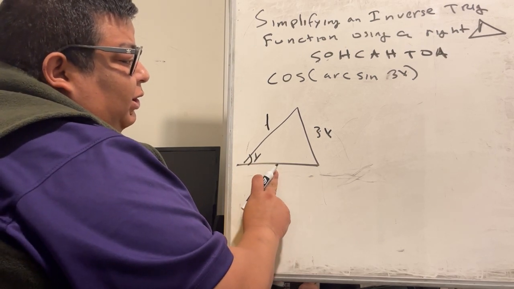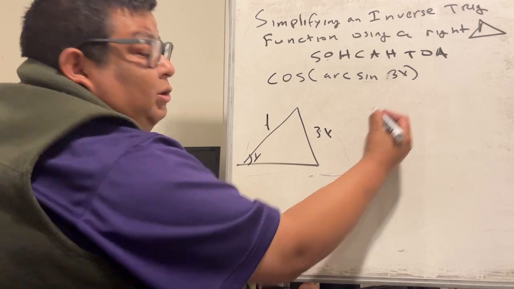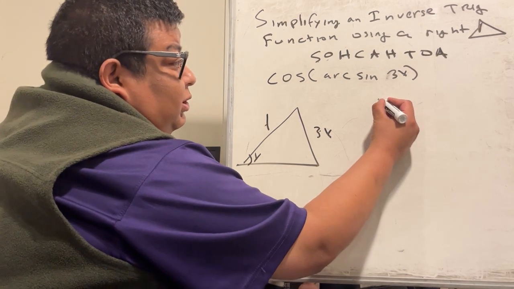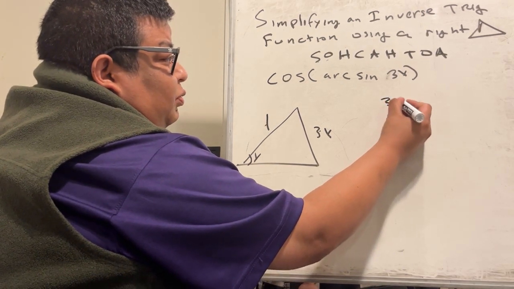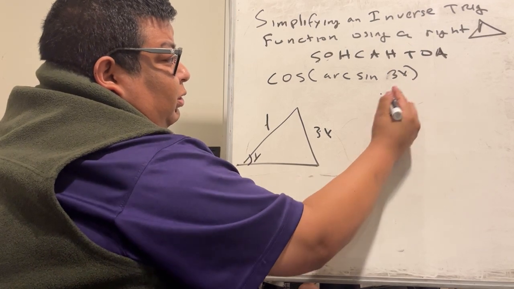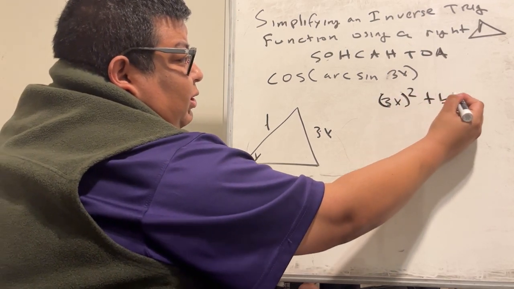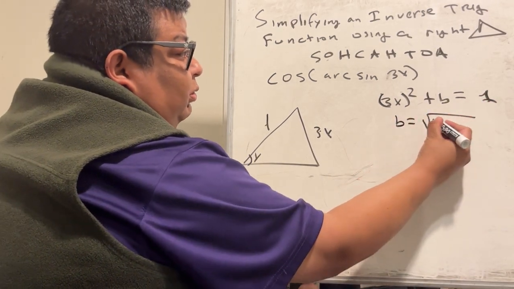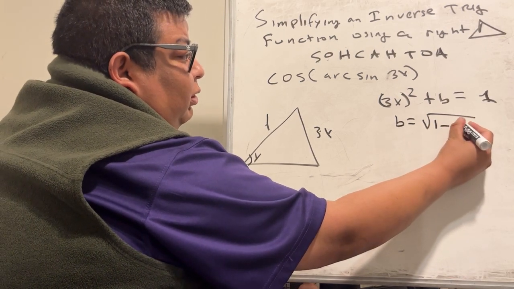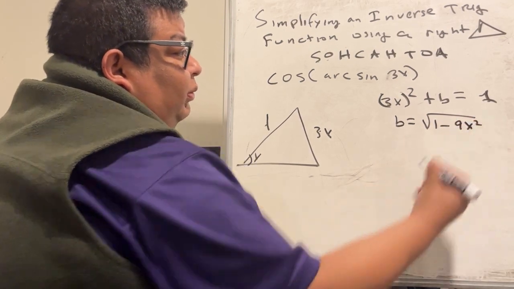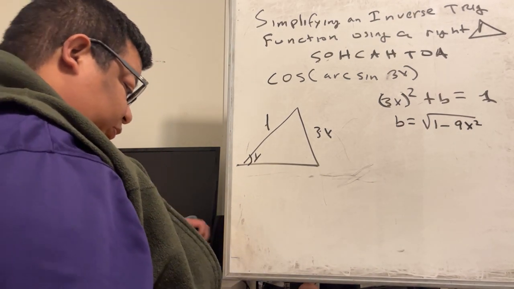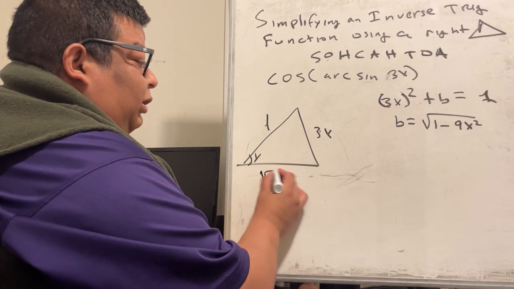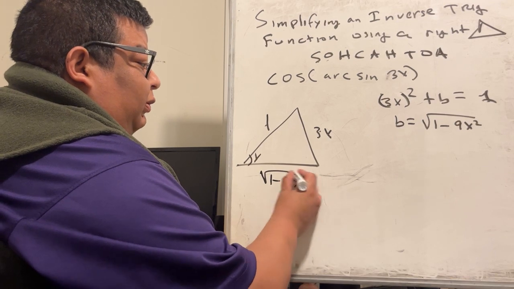And then to find this one, the adjacent, we're going to need to do the Pythagorean theorem. So that says that 3x squared plus b equals 1. Then we can solve for b, and we can get 1 minus 9x squared. So then that means that this here is going to be 1 minus 9x squared.